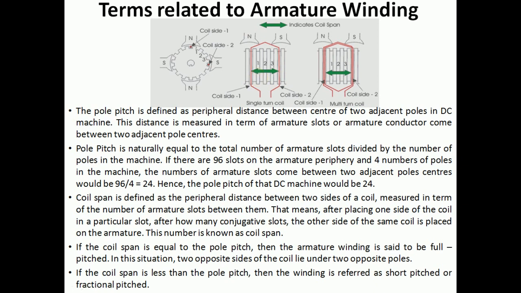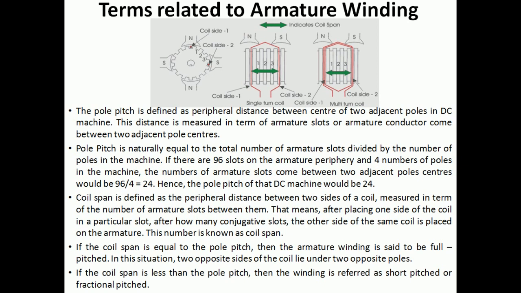Consider a machine having 36 slots and 4 poles, then you can easily calculate the value of pole pitch by dividing 36 by 4, that is 9. Similarly, the first coil side of a coil is placed at the first slot and the next coil side is placed at the 10th slot. Both are the coil sides of a coil or the conductors of a coil. Then the coil span is 10 minus 1, that is 9. So this is how you can calculate the pole pitch as well as coil pitch.